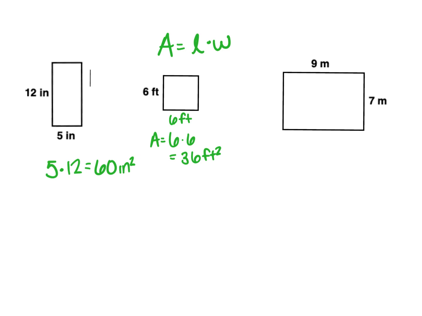And for our last one, our length and our width are 7 and 9, so we are simply doing 7 times 9 to give us 63 square meters.